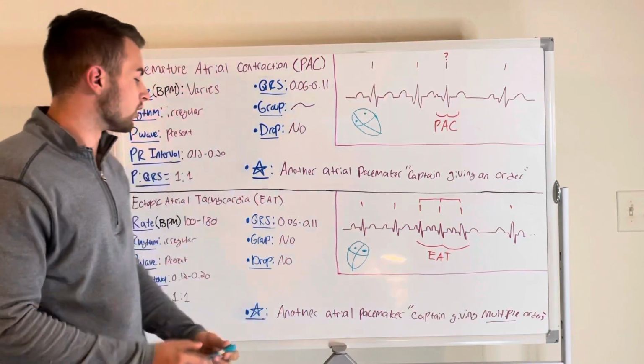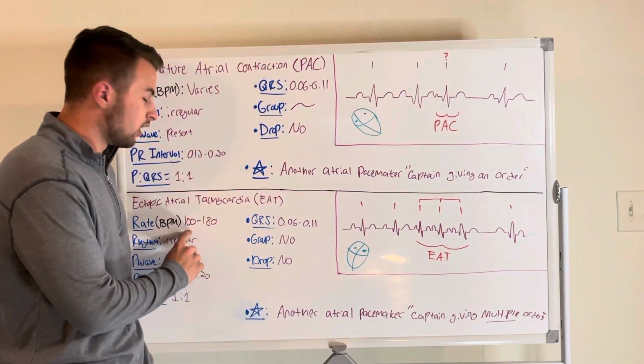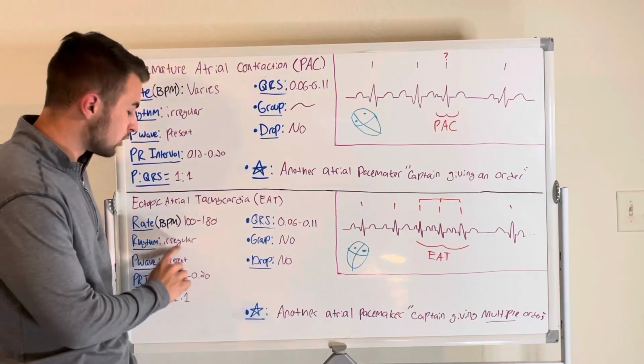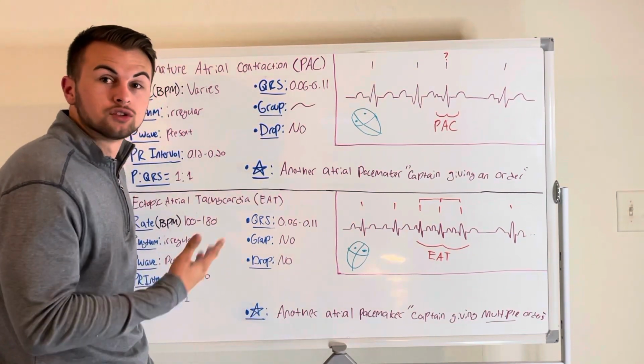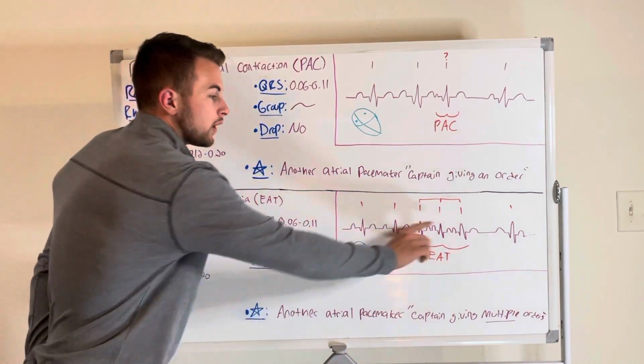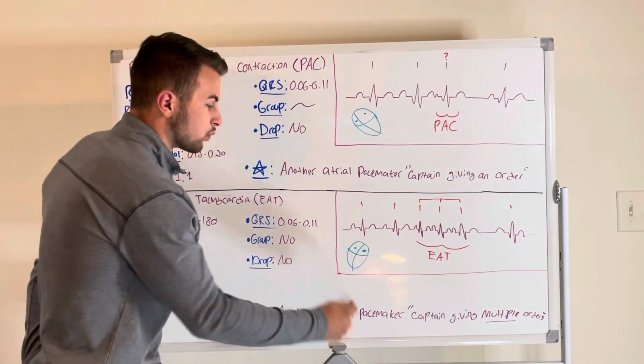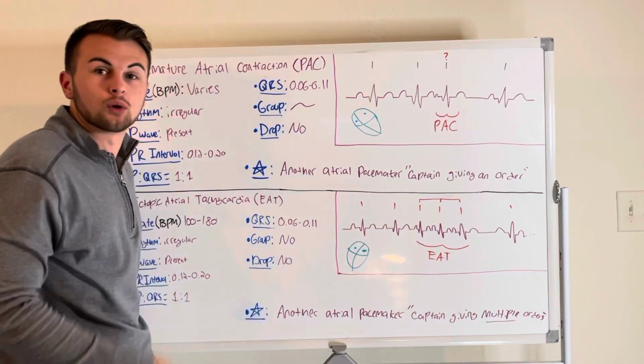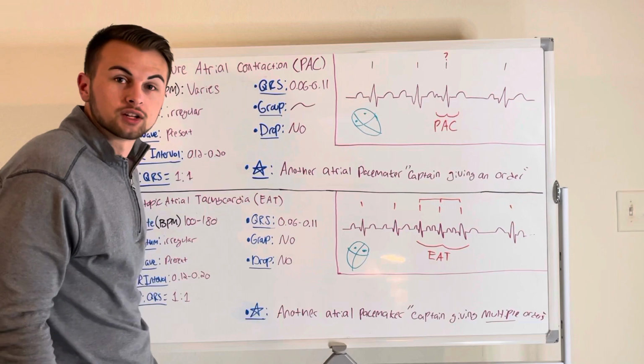So this is called ectopic atrial tachycardia. The rate is between 100 and 180. It is irregular or unpredictable due to the fact that we don't know when this random spurt of tachycardia, or this random burst of orders, is going to show up on our EKG. So that's why we say it's irregular or unpredictable.